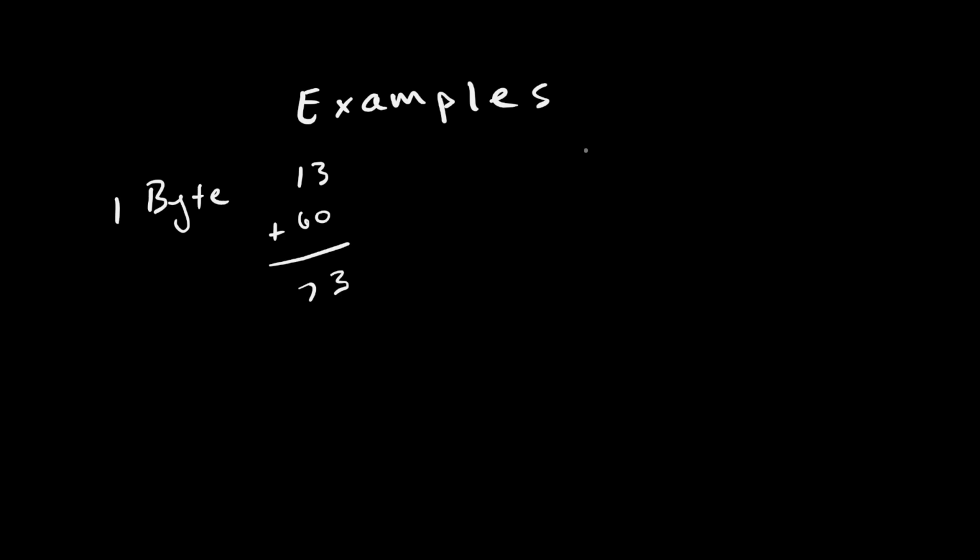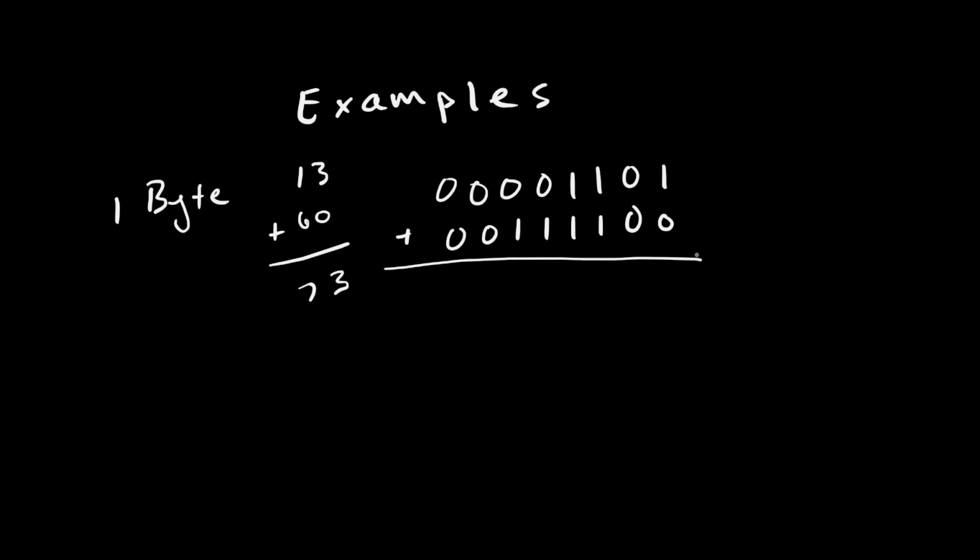So 13 is 1101, but remember we have a whole byte, so make it 8 bits. Okay, and 60 is going to be 111100. But again, we have to make it 8 bits. There we go. All right, let's add this up.